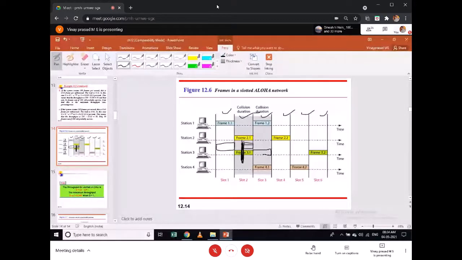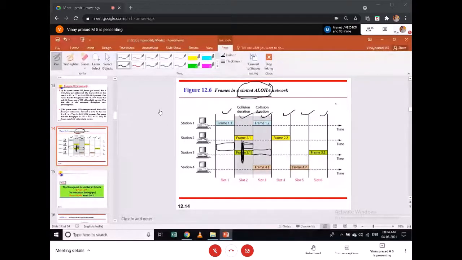Okay. So this is the mandatory change we made in slotted ALOHA, the modified version of that, which we call the slotted ALOHA protocol. The rest, whatever we saw, is the same. The backoff timer and the binary exponential algorithm would be the same.